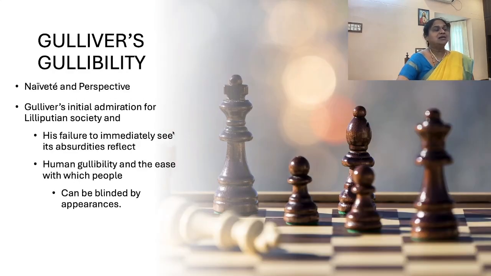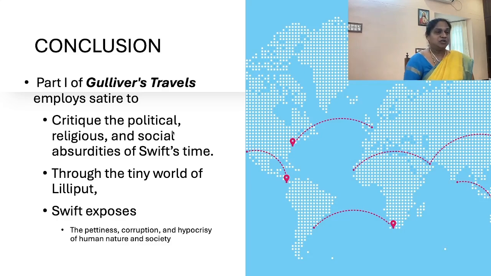Then we see that Gulliver is very naive, and he's very gullible also. Initially, people really admire Gulliver too much, and likewise, Gulliver also has great admiration for the Lilliputian society. But then, gradually, he understands that he was wrong, and he tends to see the absurdities that reflect human gullibility and the ease with which people can be blinded by appearances.